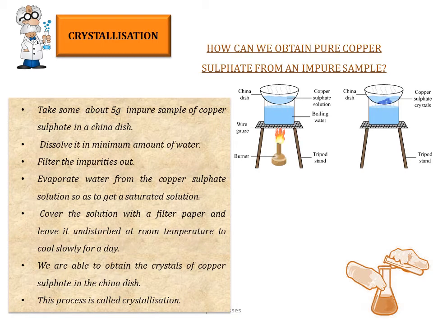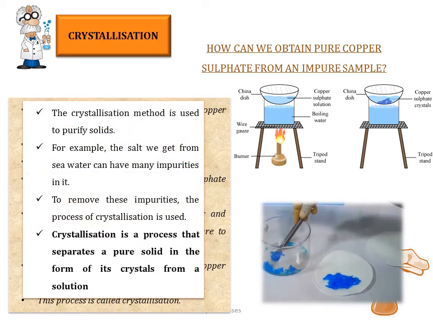Here we take about 5 grams of impure sample of copper sulfate in a china dish. We dissolve it in a minimum amount of water. Then we filter the impurities out. Then we evaporate the water from this copper sulfate solution so as to get a saturated solution. Now we cover the solution with a filter paper and leave it undisturbed at room temperature to cool slowly for a day. After a day we are able to obtain the crystals of copper sulfate in the china dish. So this process is called crystallization.